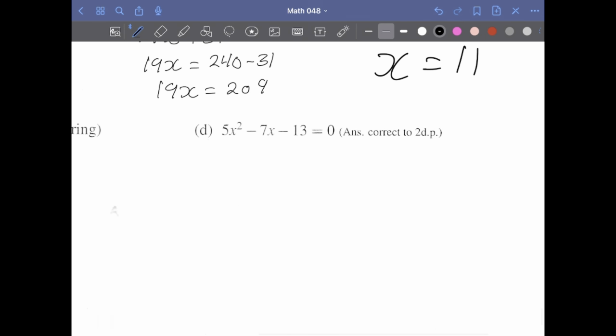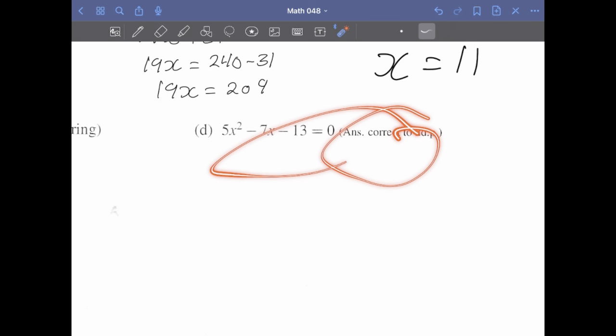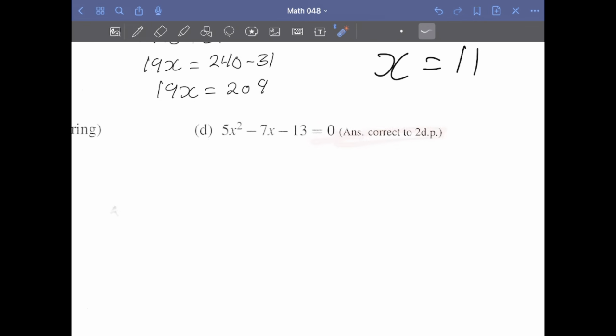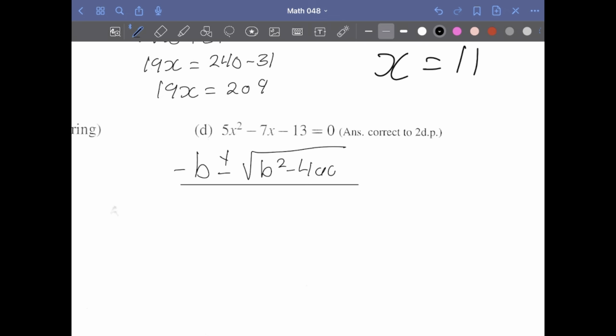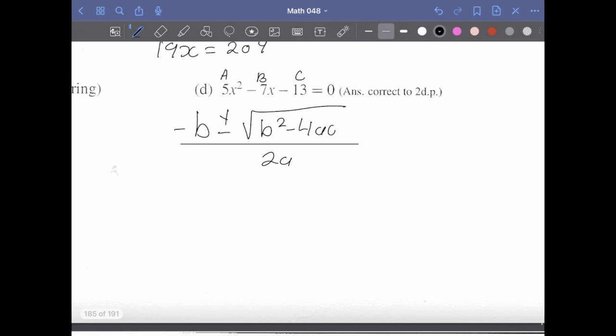Okay, so now over here. Answer correct to 2 decimal places. This is telling me that I would have low chances to solve by factoring, so it's a hint for me to use the quadratic formula. So the quadratic formula is x equals minus b plus or minus the square root of b squared minus 4ac, divided by 2a. So remember, 5 is a, negative 7 is b, and negative 13 is c. So all I'm doing is substituting the values into this formula.